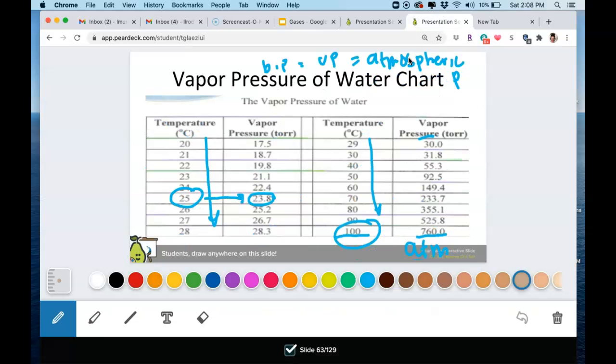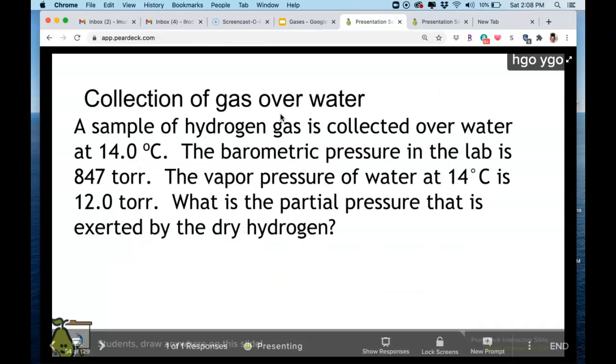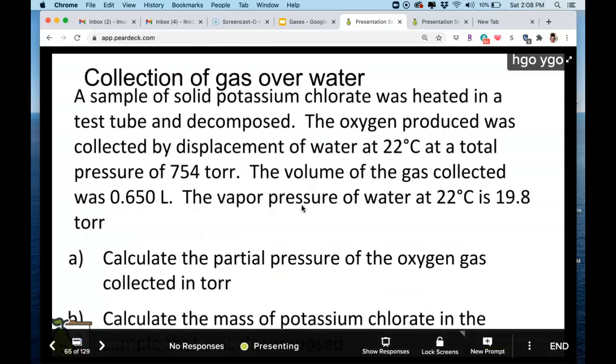Okay, so that is the first concept of vapor pressure and water and how to calculate it. And this is where we end it.